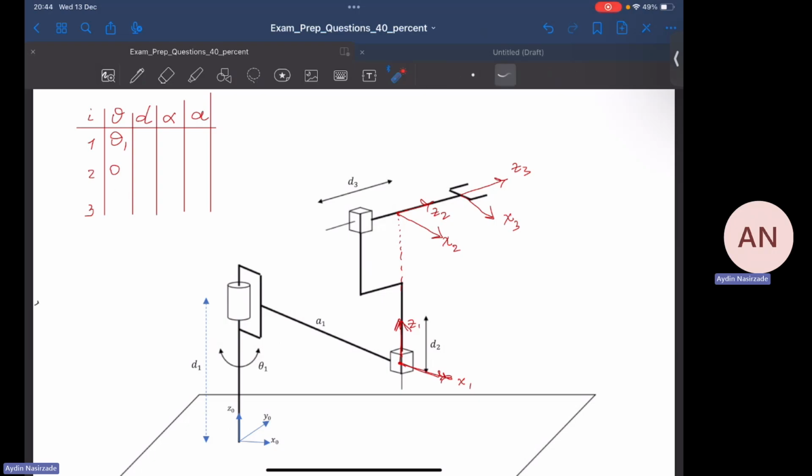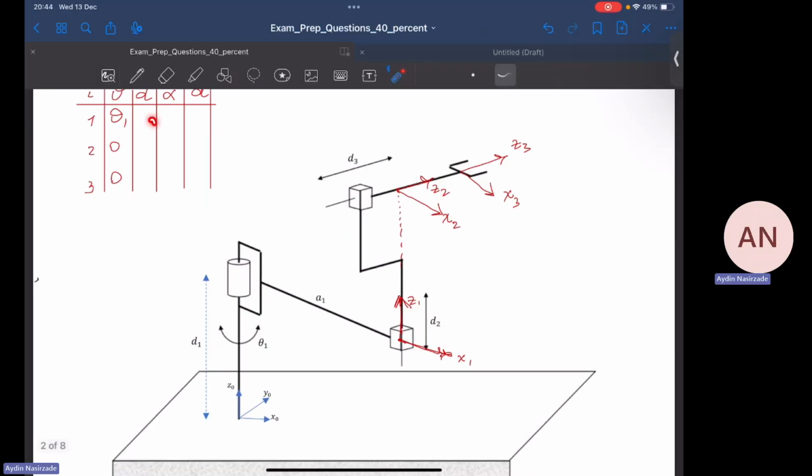The question for theta 3 is around Z2. How much I have to rotate X2 so that it can align with X3. Again, no matter what you do with these joints, they are always parallel to each other. That's why there is no need for any rotation around Z2 axis. Okay, let's move on to the next parameter, which is d.